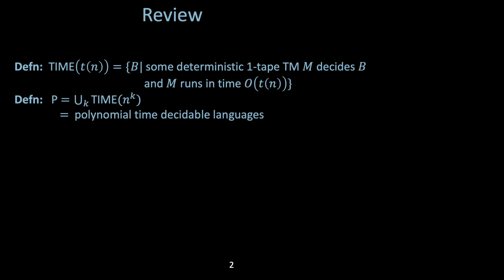The definition of the time class is that some deterministic one-tape Turing machine decides this particular problem. The input to the time class is the set of problems, or you can think of it as languages, but this Turing machine M exists and it decides B in this time T of n. When we talk about polynomial time decidable languages, we say that it runs in time n to the k, where k is some constant. N is going to be the size of my input.